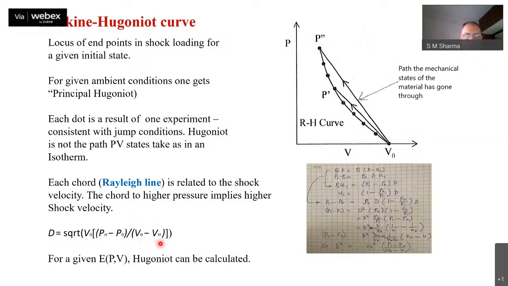So the slope of it is related to the slope of this curve, and the shock velocity is related to the slope of this curve, or the slope of mechanical states, the path of the mechanical states, the path that connects the initial to the final state. So now you see that rho naught D has what significance.